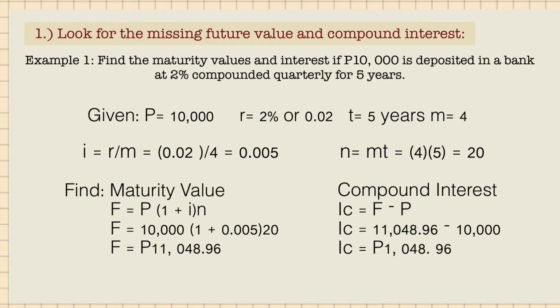Now let's find compound interest with the formula F minus P, so that's 11,048.96 minus 10,000, and then we get 1,048.96.